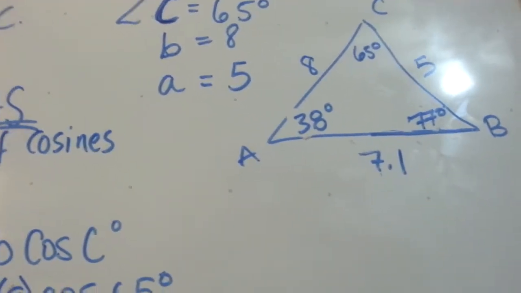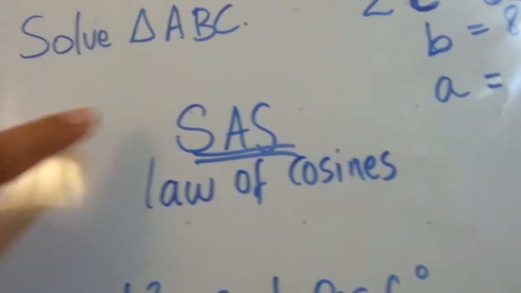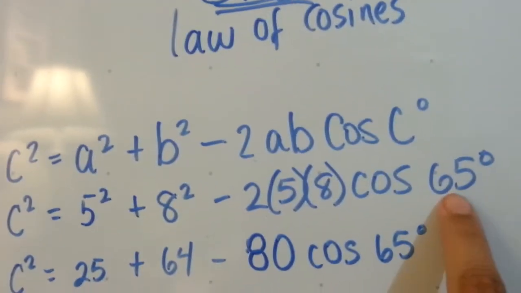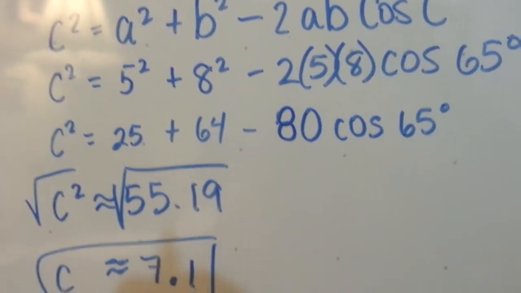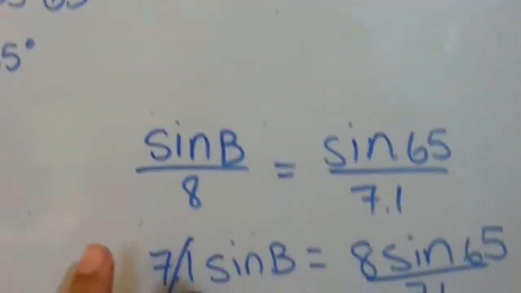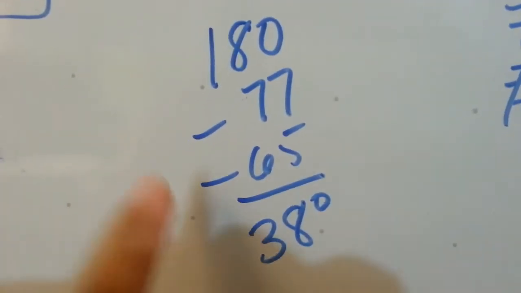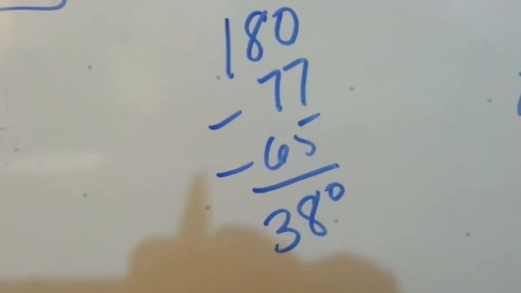Alright, so as a recap, when you have SAS, the first thing you do is use the angle that was given to you to solve for the missing side. Then go ahead and switch over to the law of sines to find another angle. And once you have that second angle, take both inside angles away from 180 to find the remaining angle.